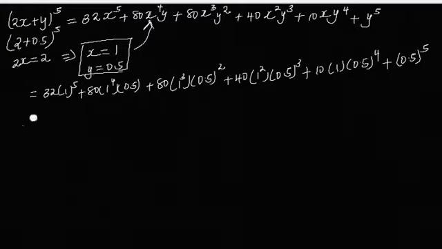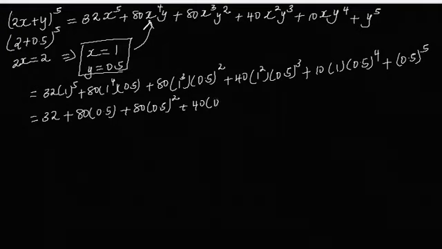Okay, so of course this will give us 32, because 1 to the power of any number is still 1. So this is 32 plus 80 into 0.5 plus 80 into 0.5 squared plus 40 into 0.5 cubed plus 10 into 0.5^4, and finally plus 0.5^5.